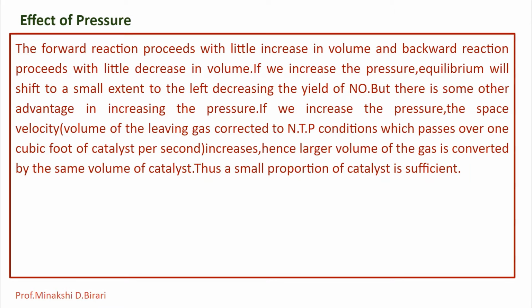Thus, a small proportion of catalyst is sufficient for this conversion, that is for the oxidation of NH3 to NO. We know that in the oxidation of NH3 to NO, forward reaction proceeds with increase in volume. 9 volume of reactants are changed to 10 volume of product. The increase in volume is small, and Le Chatelier's principle does not affect the equilibrium. Thus, no appreciable effect of pressure is noticed, and hence the reaction is carried out at higher pressure, thereby increasing the rate of reaction. And in this, a small proportion of catalyst is sufficient.